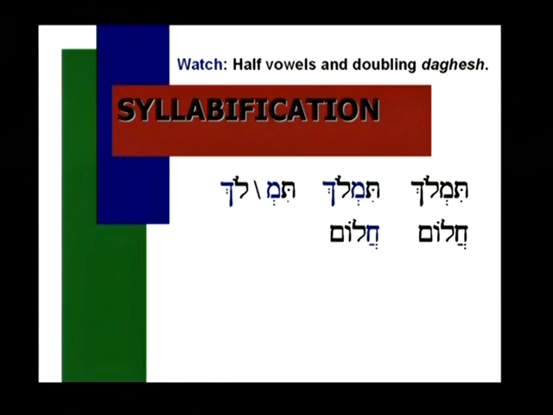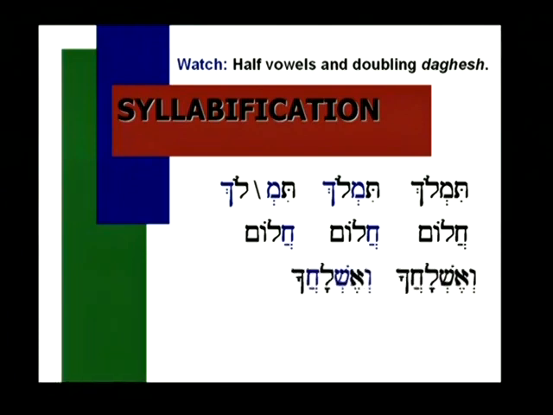One syllable, because it has only one regular vowel. Okay? The hatef patach cannot form a syllable by itself because it is a half vowel. Now what about this one? This is another problem, the same as the first one.